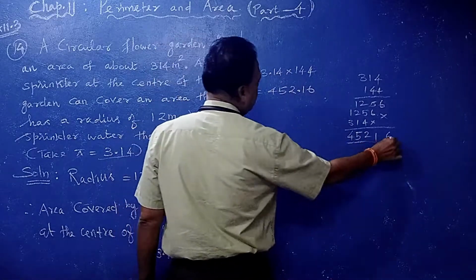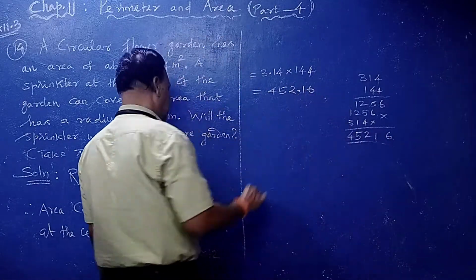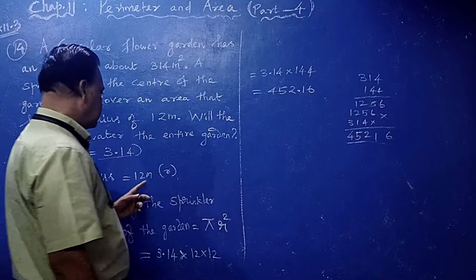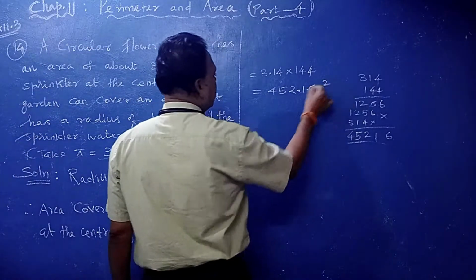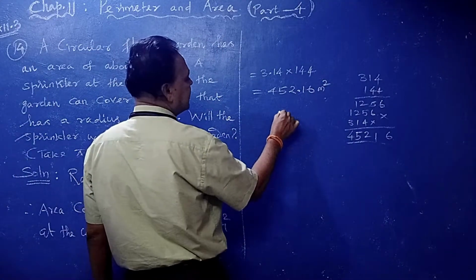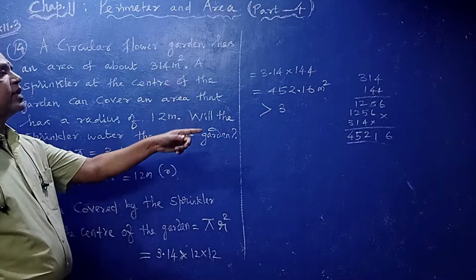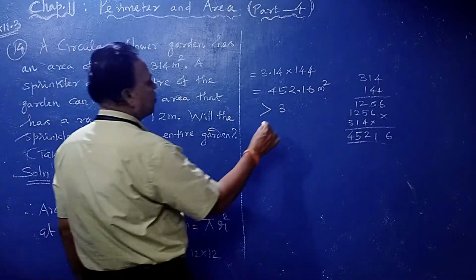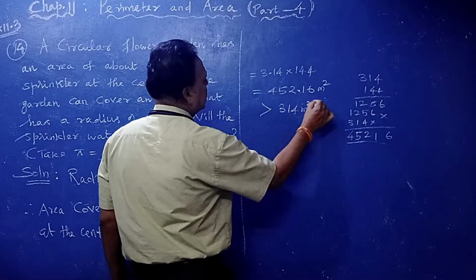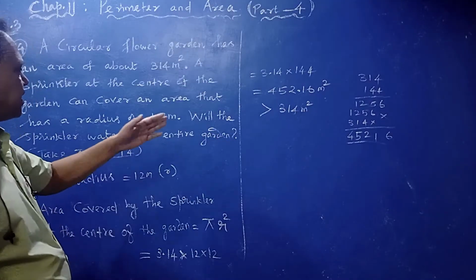144 multiplied by 3.14 gives 452.16. After the decimal, 2 digits are there, so leave 2 digits and keep the point. This much meter square. But this is actually greater than 314 meter square. It will cover the entire garden.